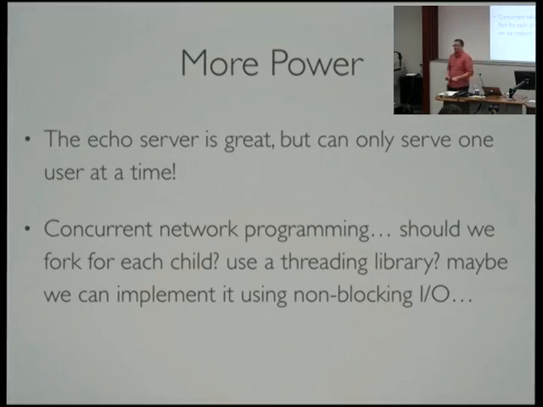But that's great. So, concurrent network programming. You've probably done this in a lot of other languages, and they all have different styles. We could fork for each child. We could use a threading library, green threads, whatever you want to do. Or you could just do non-blocking with epoll or kqueue, or just go back to poll. But that's not how Go does it, so don't worry about any of that.